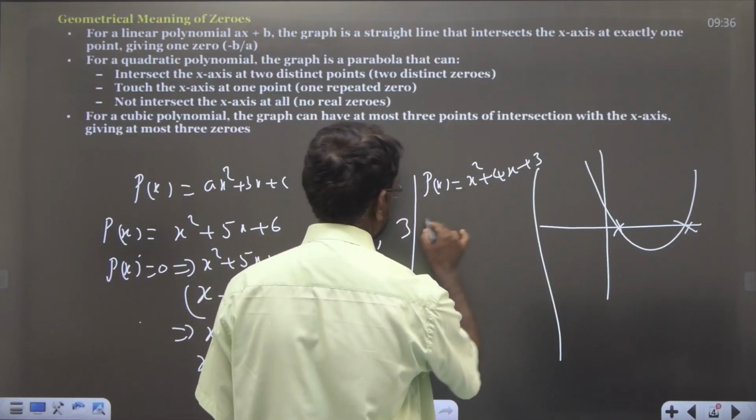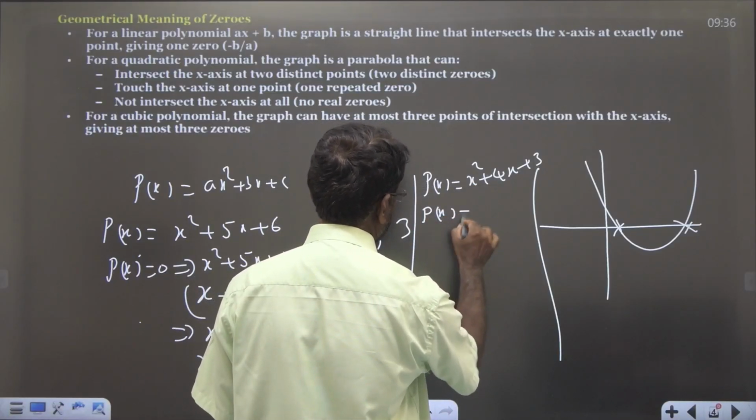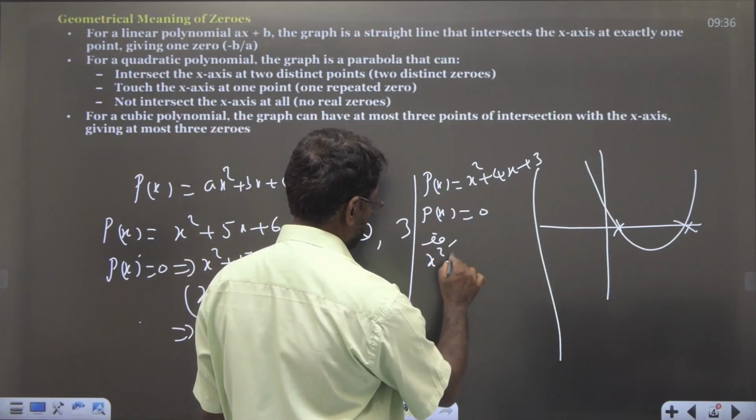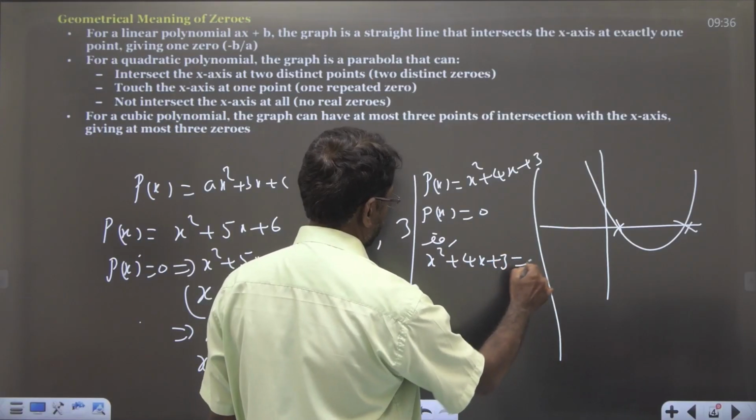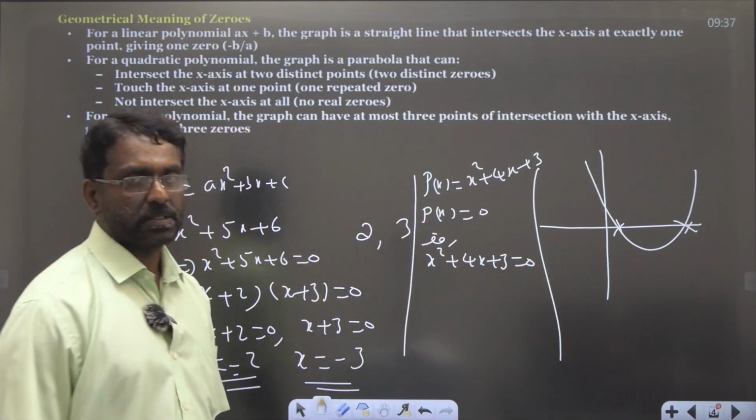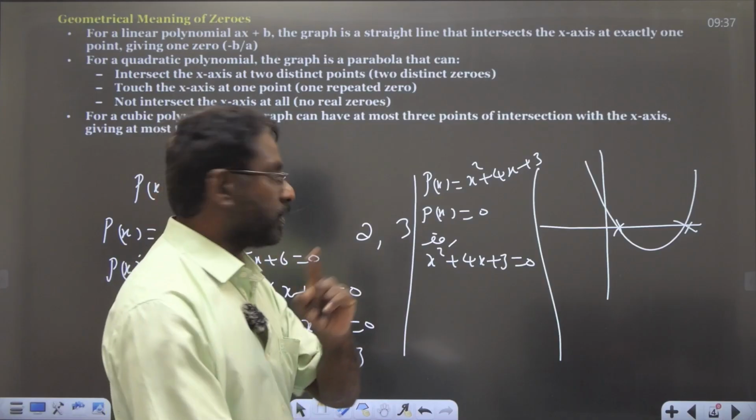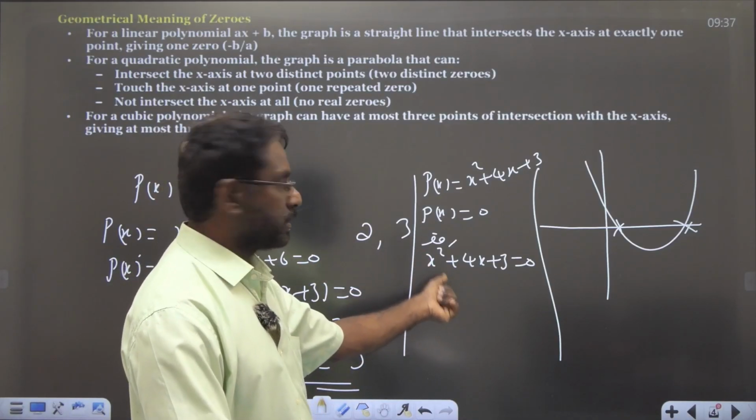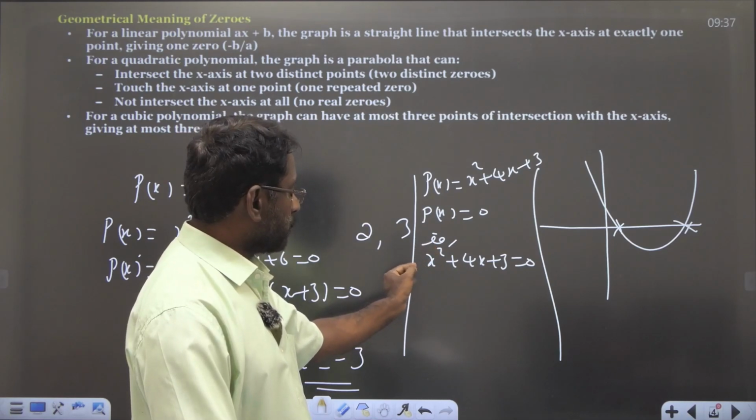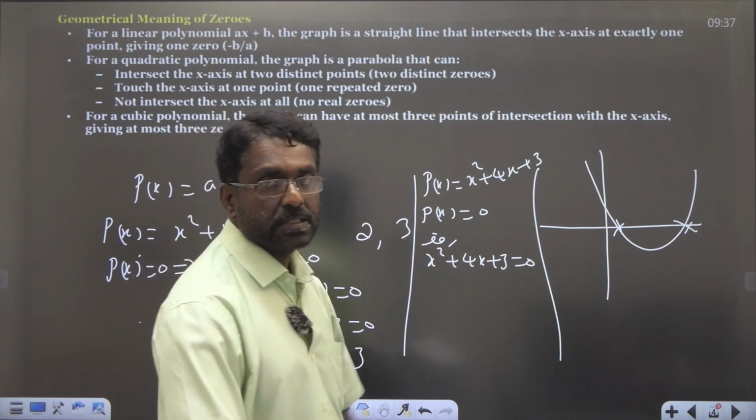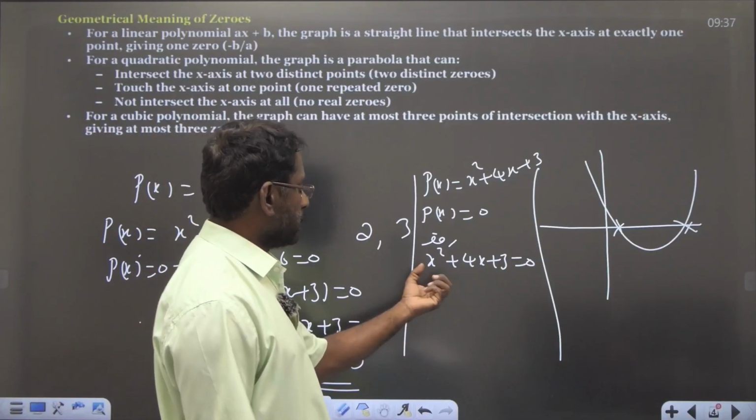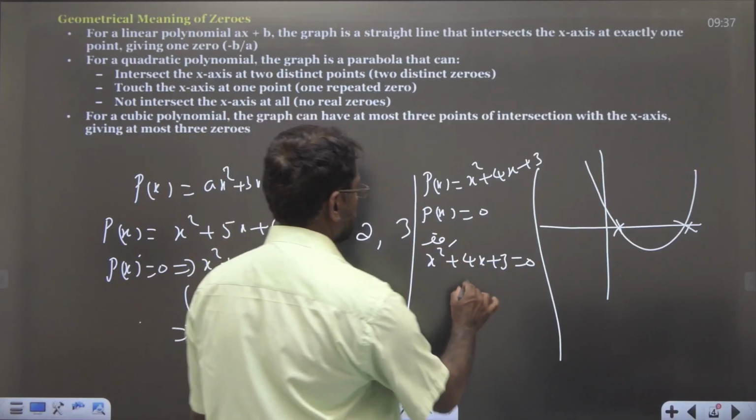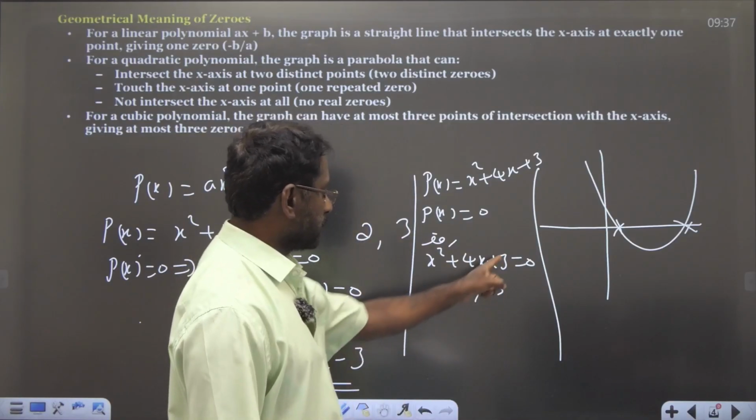We can factorize this. First you take P of x is equal to 0. That is x square plus 4x plus 3 is equal to 0. First you check whether the coefficient of x square is 1 or not. It is 1 only, so we can apply this method. Assume two numbers whose product is 3 and sum is 4. What are the numbers? 1 and 3. 1 into 3 is 3, 1 plus 3 is 4.